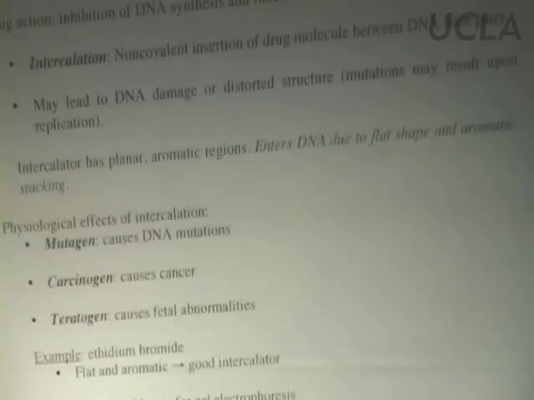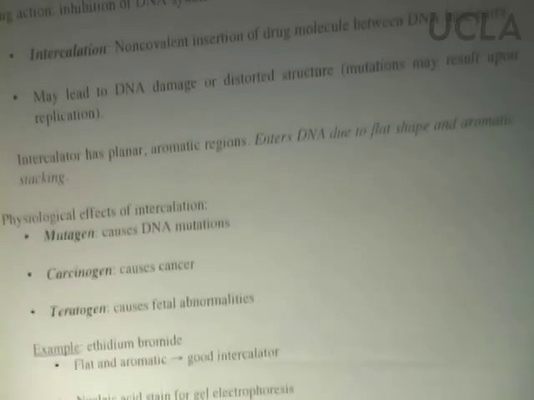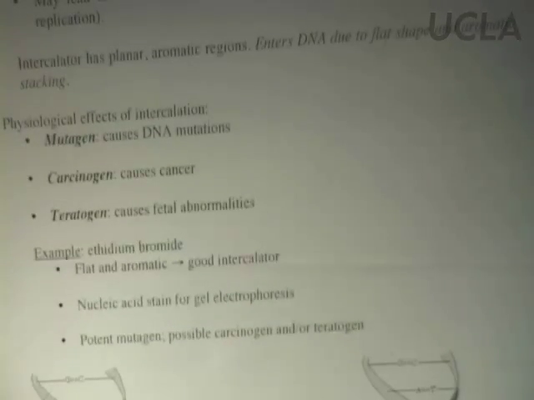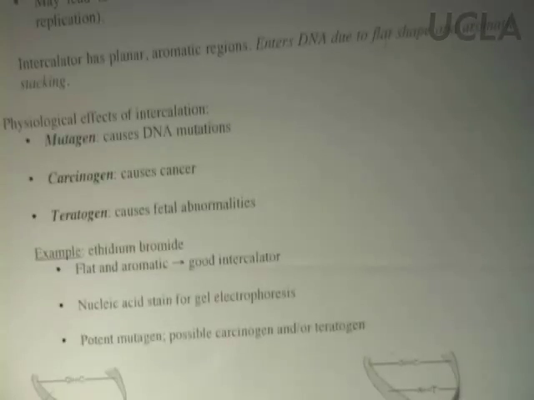All right, so what kinds of things can happen from intercalation? Well, by messing with DNA, you can cause mutations. In other words, the molecule is a mutagen. That means DNA mutations are caused. These may or may not be repairable. They may or may not cause a problem with the biology down the road, but at least you've changed the DNA structure somewhat.